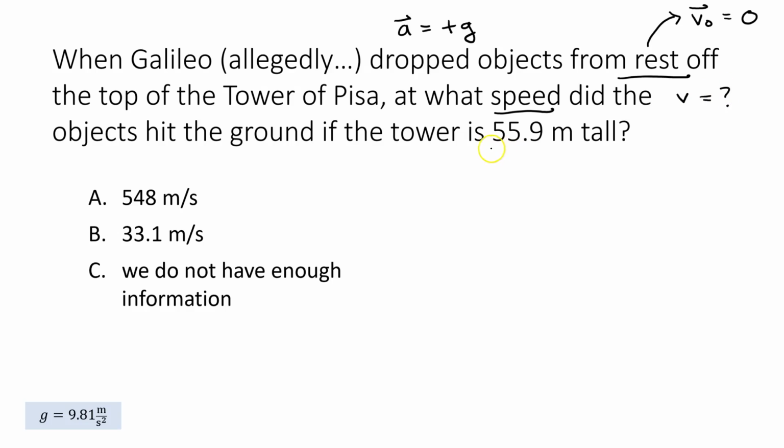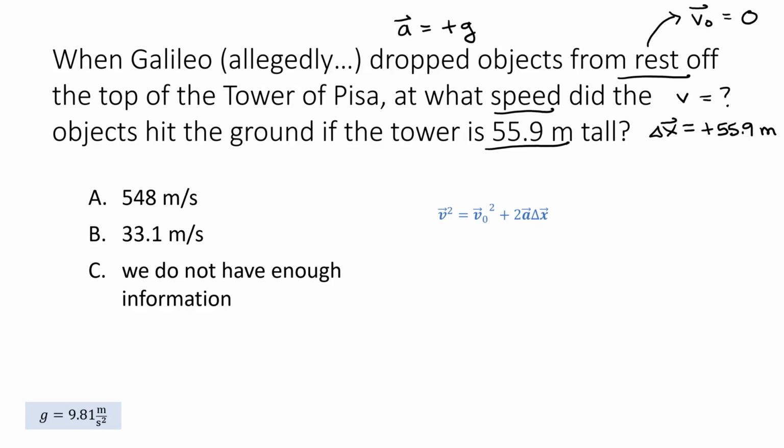And now I'm told the tower is 55.9 meters tall, so what is that really telling me? It's telling me the displacement of the objects that he dropped from the top of the tower to the bottom of the tower. And so if I defined downwards to be the positive x direction, then I would say that that is the displacement, delta x, and it's plus 55.9 meters. Okay, so now I have a, I have delta x, I have v naught, and I'm looking for v. This is missing time, right? So I want to use that equation that doesn't include time.